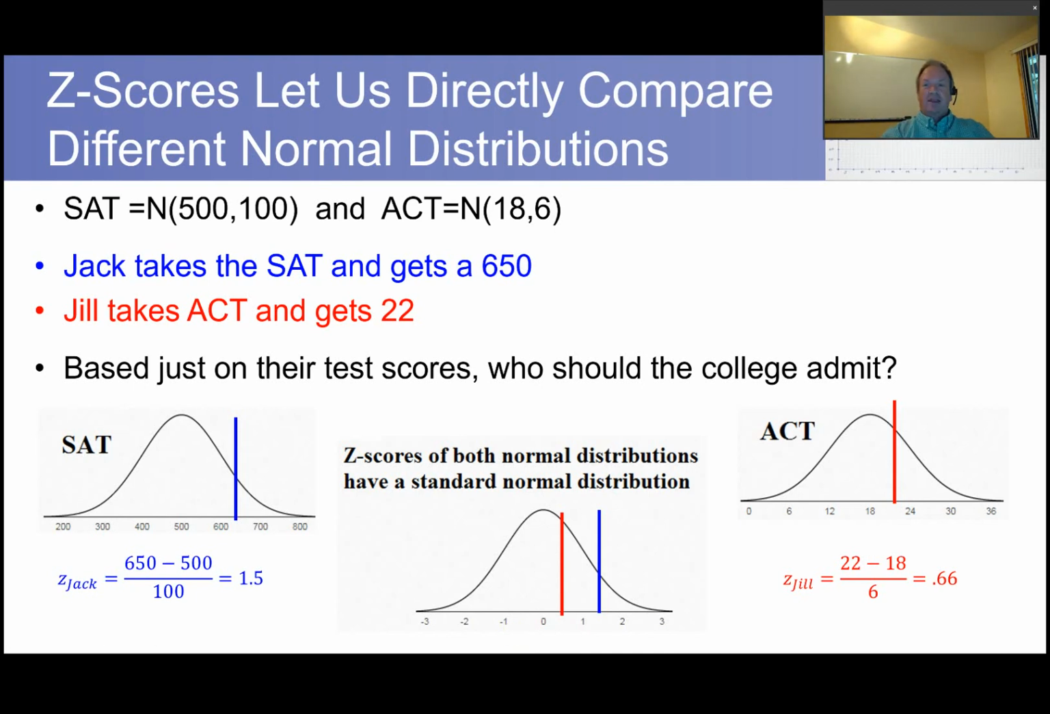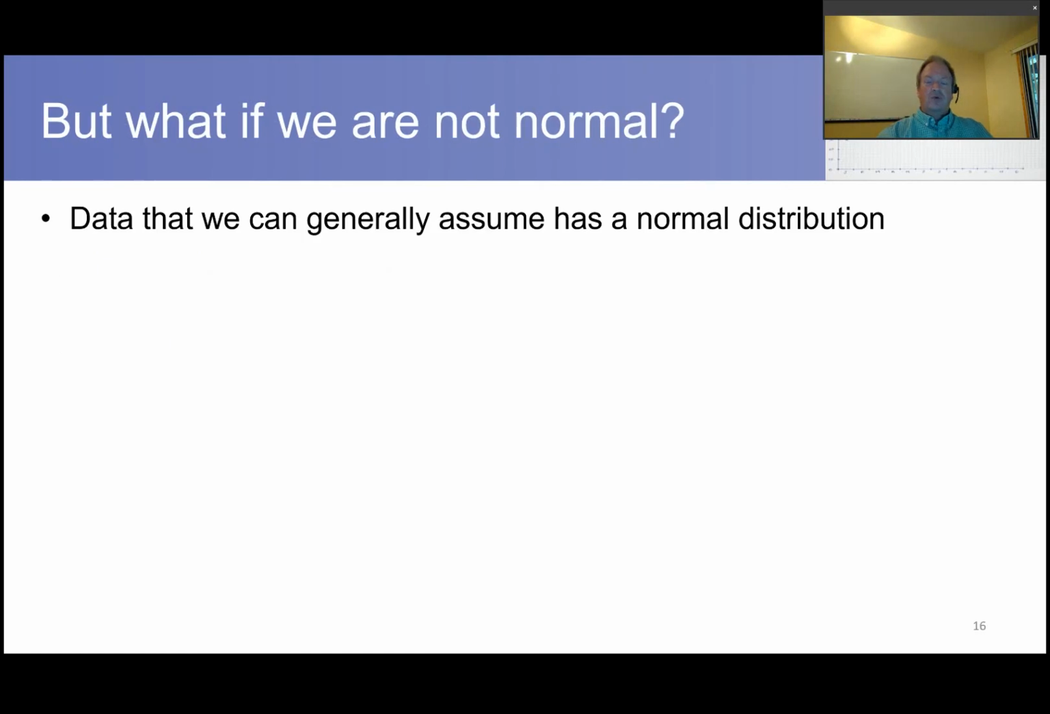So this is kind of a nice application of z-scores besides just using the empirical rule. When we have populations, we can also use the z-scores to compare values from two totally different normal distributions. Now, what if we're not normal? And I mean in the sense that we don't have a normal distribution.